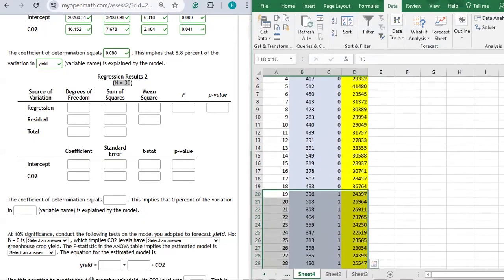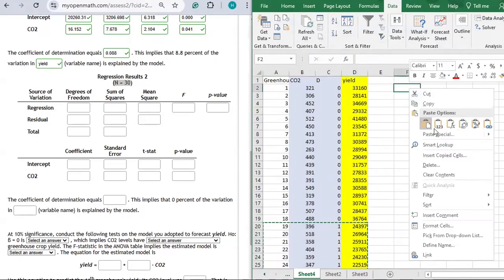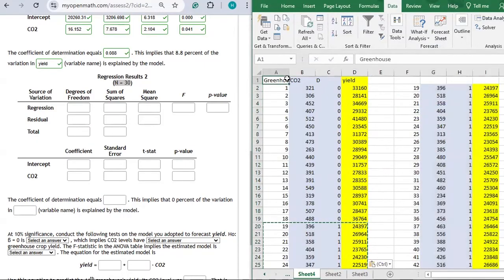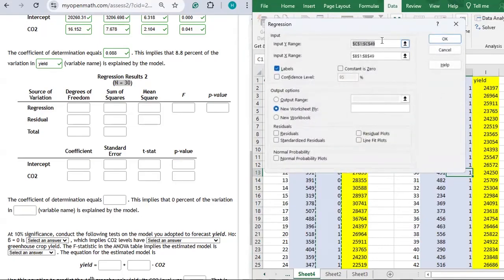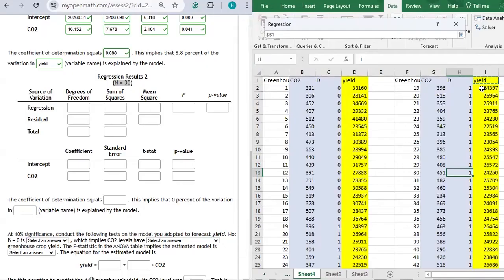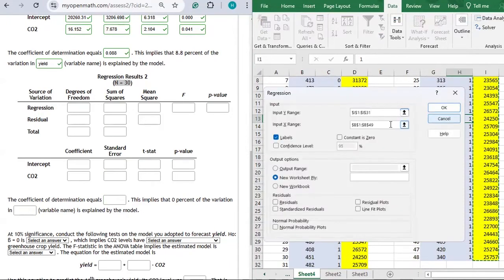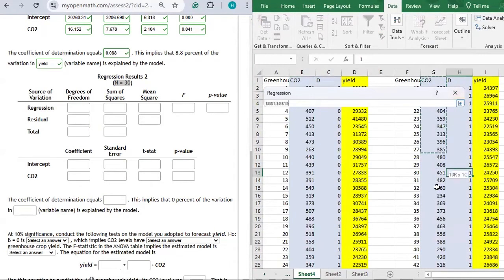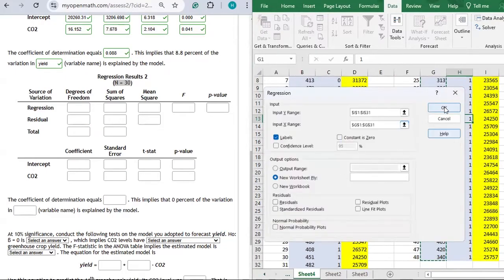I'm going to copy this, rows 19 to 48, to here. I'm going to copy this column header. And then I'm going to click on data analysis, regression. I'm going to click on this button to the right of this box. I'm going to click on the yield all the way down to that last number. Click on this little box here. I'm going to reload the X box with CO2 and the last number. And I'm going to just click OK.